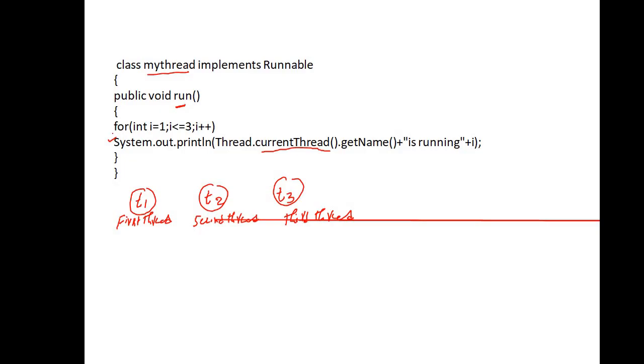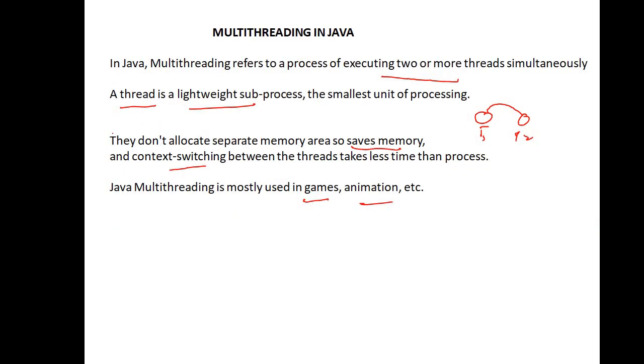This is called multi-threading. Multi-threading stands for executing 2 or more threads simultaneously. The main advantage is we are maximally utilizing the CPU, and we can easily switch from one process to another process, which means we are saving time. It is used in applications such as games as well as animations.